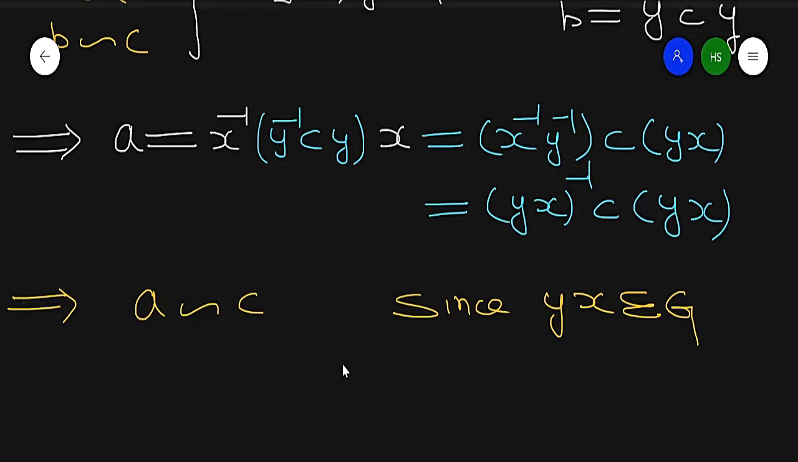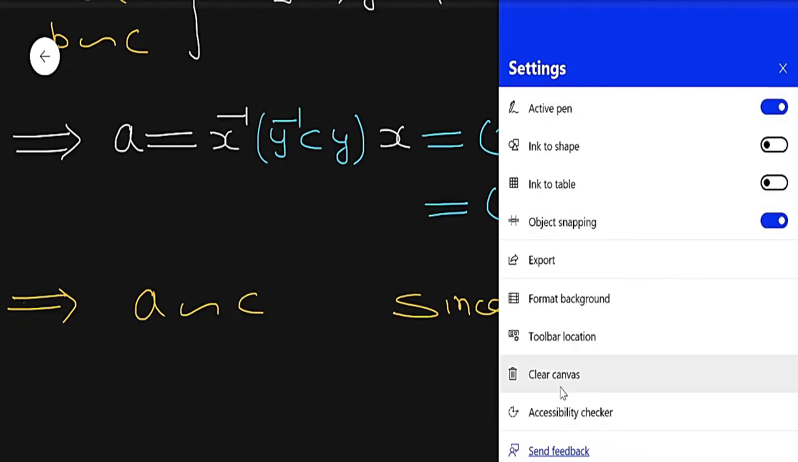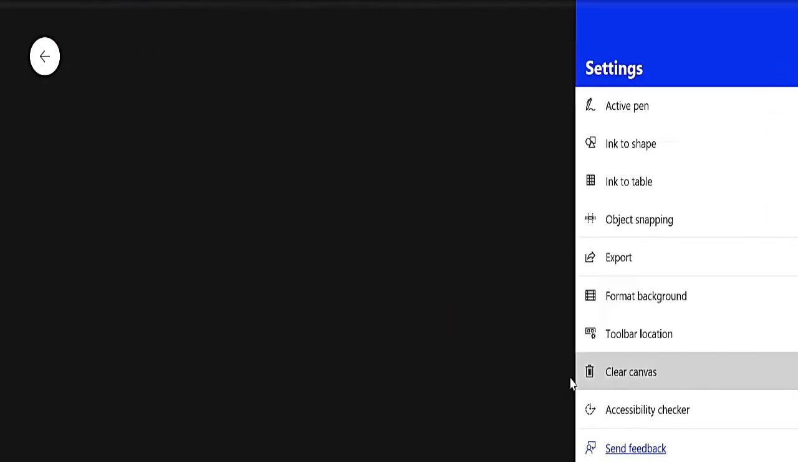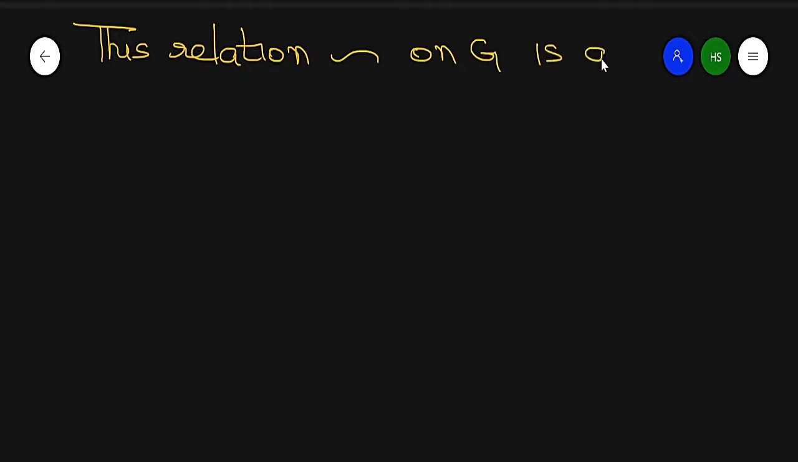It means this relation that we defined on G is an equivalence relation.